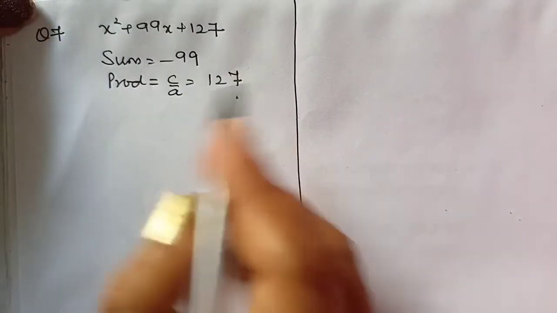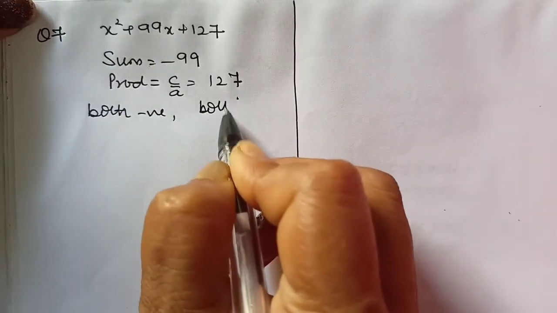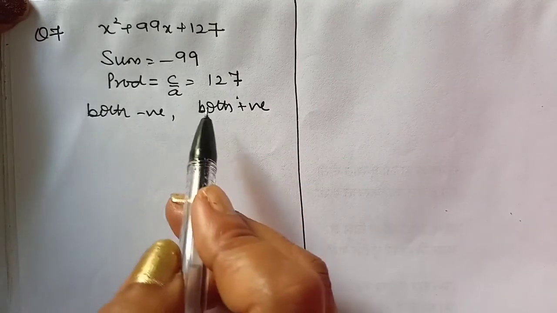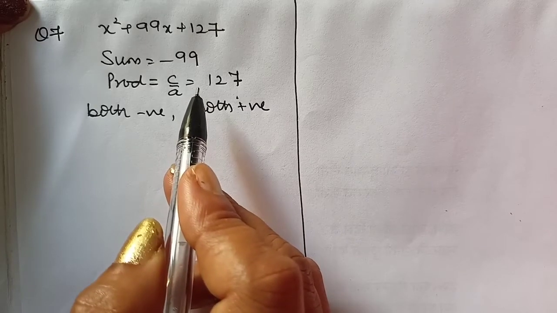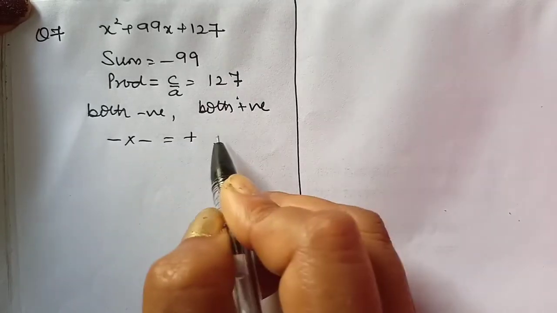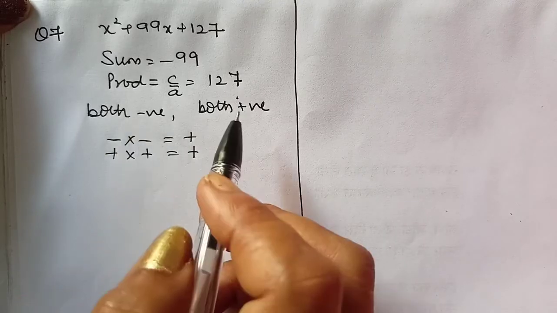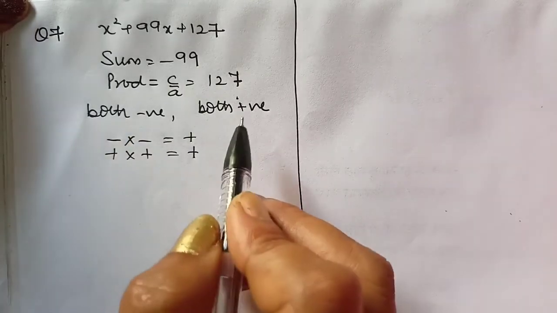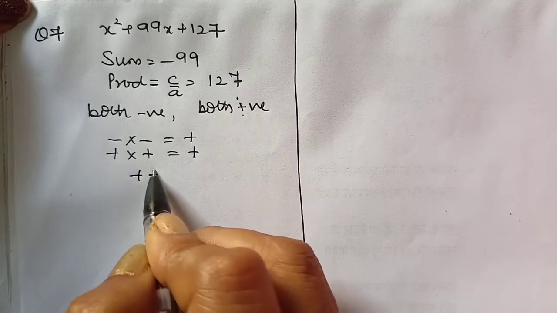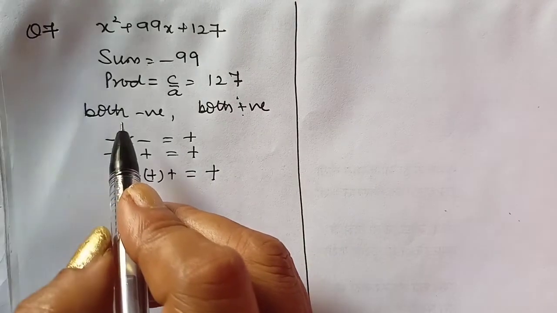Now since the product is positive, so either both are negative or both are positive. Because if we had one positive and one negative, then the product would not have been positive, right? If we multiply two negative, it makes a positive, or two positive, it makes a positive. So firstly, either they are both negative or they are both positive. Now, if they are both positive, their sum would not be negative, right? If I add positive plus positive, my answer is going to be positive. So that means both must be negative.